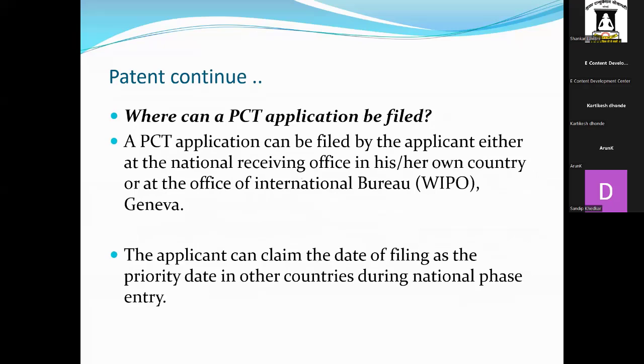Where can an application be filed? A PCT application can be filed by the applicant either at the National Receiving Office in his own country or at the Office of the International Bureau, which is placed at Geneva. The applicant claims the date of filing as the priority date in other countries during the national phase entry. So you can file internationally, but you have to mention the priority date in your national phase entry.